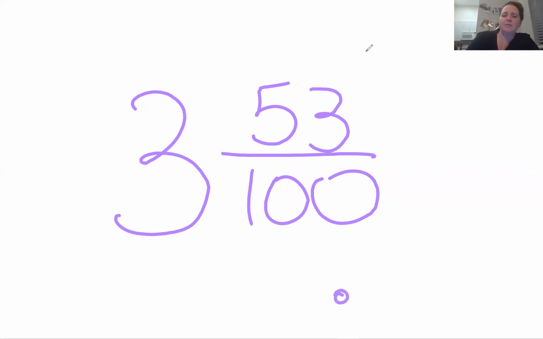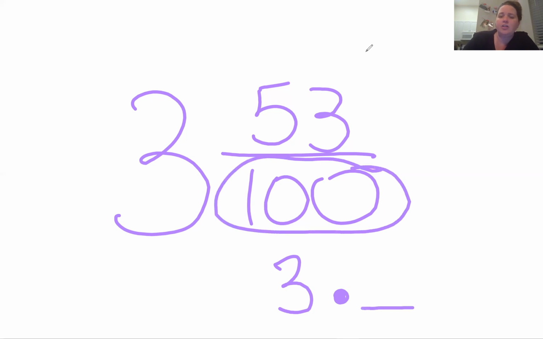First thing I do is I draw my decimal point. Next, I ask myself, how many wholes do I have? I have 3 wholes. I can draw my 3 right there. Next, I ask myself, what place value do I have to go to? And I see that I'm in the hundredths. So that means I'm going to have 2 numbers there. If I look at the top, I have 2 numbers, so it's very easy to put right there. I have 2 numbers and they go right in those 2 spots. So that would be 3 wholes and 53 hundredths.